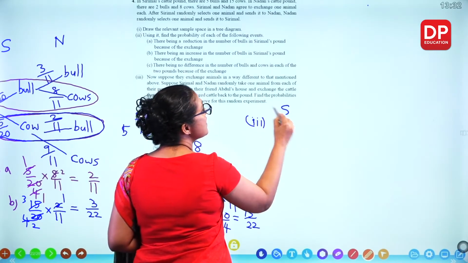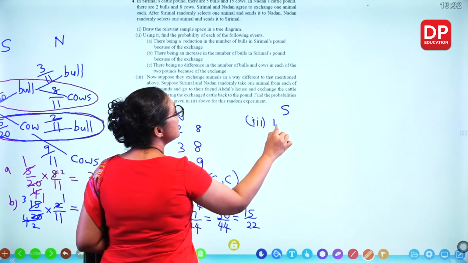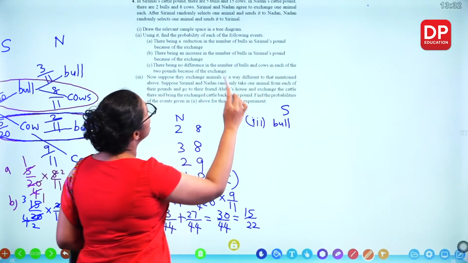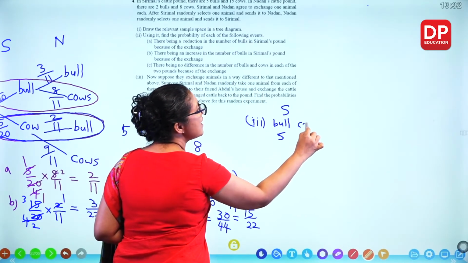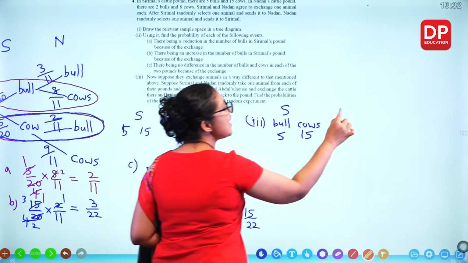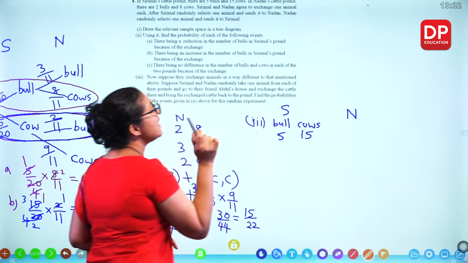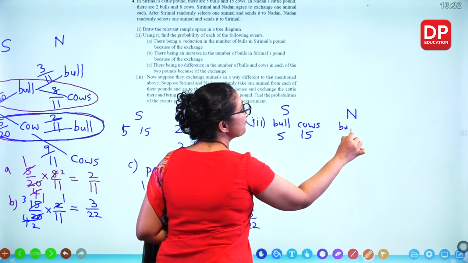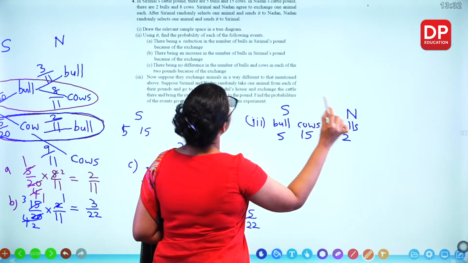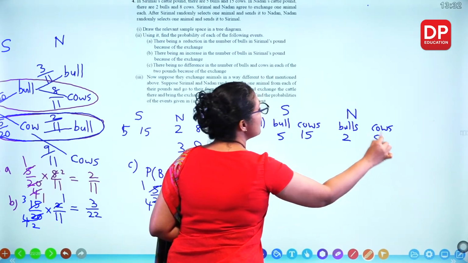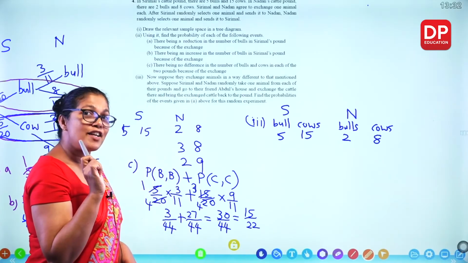So if you take Sirimal and earlier he got how many bulls? 5 bulls and how many cows? 15 cows. And when you take Nathan, initially he got 2 bulls and 8 cows. So the probabilities are not changing now.